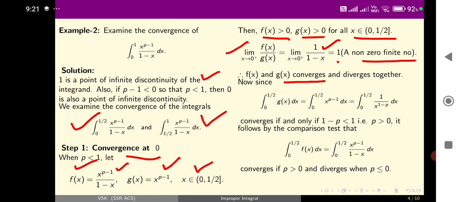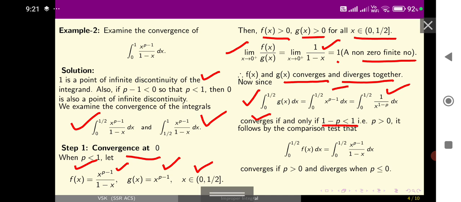Therefore, f(x) and g(x) converge or diverge together. Now let us examine the convergence of g(x). So the integral from 0 to 1/2 of g(x) dx, which is the integral from 0 to 1/2 of x to the power p minus 1, can be written as the integral from 0 to 1/2 of 1 upon x to the power 1 minus p dx. This is convergent if and only if 1 minus p is less than 1.